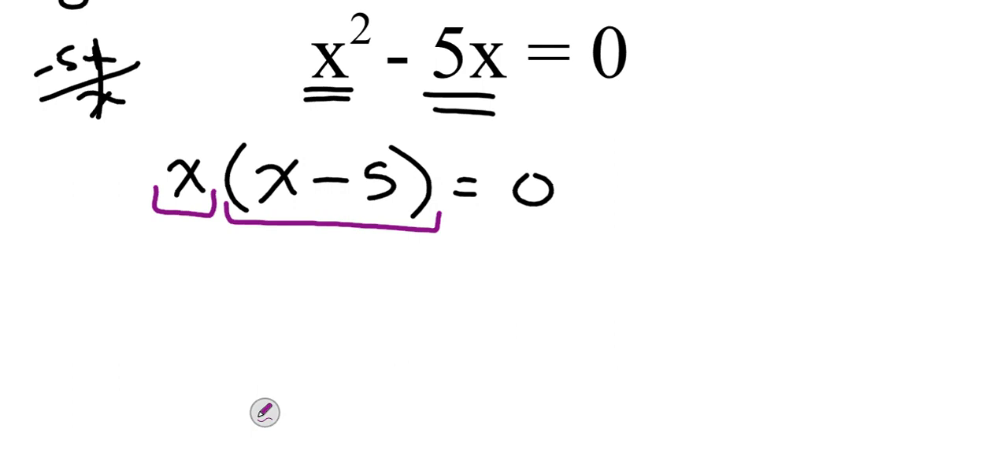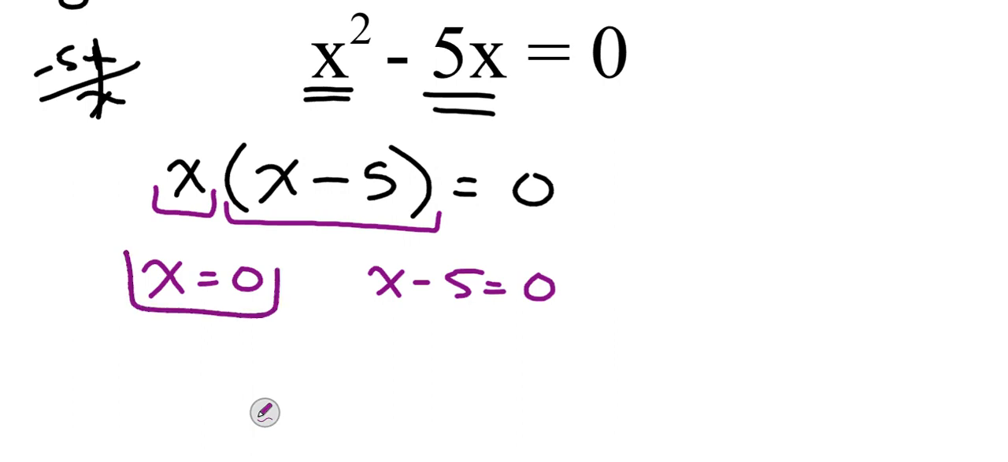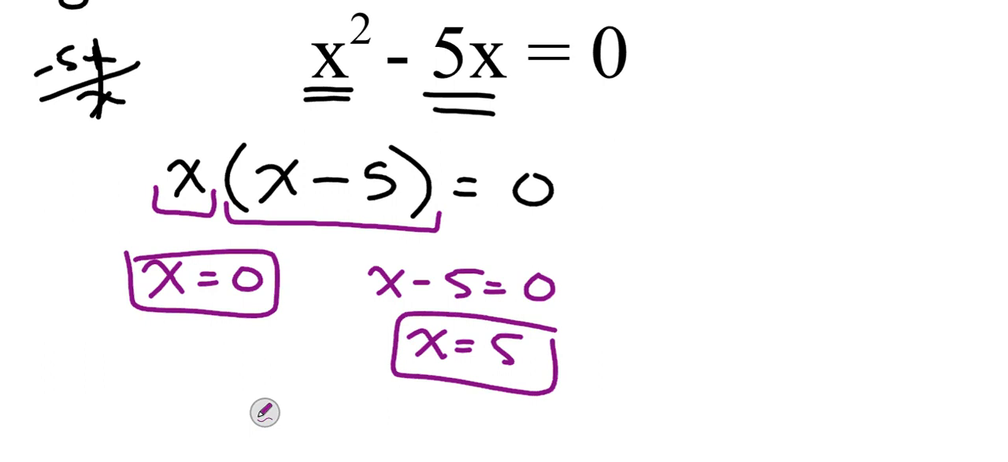So we call that the multiplicative property of 0, which basically says when two things multiply together to equal 0, we know that either x is equal to 0 or x minus 5 is equal to 0. So our two answers are going to be either x equals 0 or, when we add 5 to both sides, x equals 5. And of course, we know that works if we go back and plug in 0. 0 minus 0 does equal 0, and we plug in 5, 25 minus 25 does equal 0.